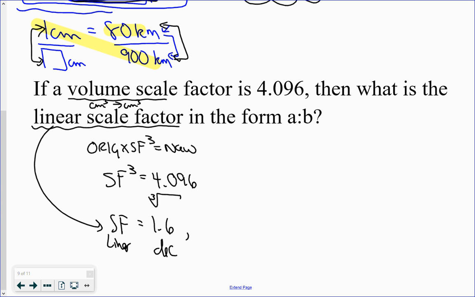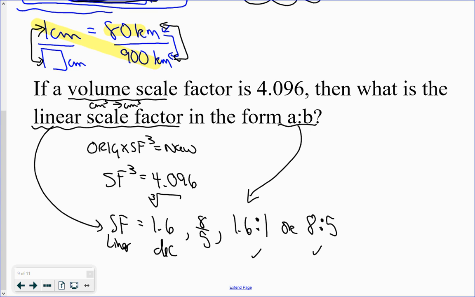Now, you could write this as a fraction. So if you go math 1 on your calculator, you get out 8 over 5. So the question asked it in the form A to B. So you could either write it as 1.6 to 1, or you could write it as 8 to 5. They are both equally correct.